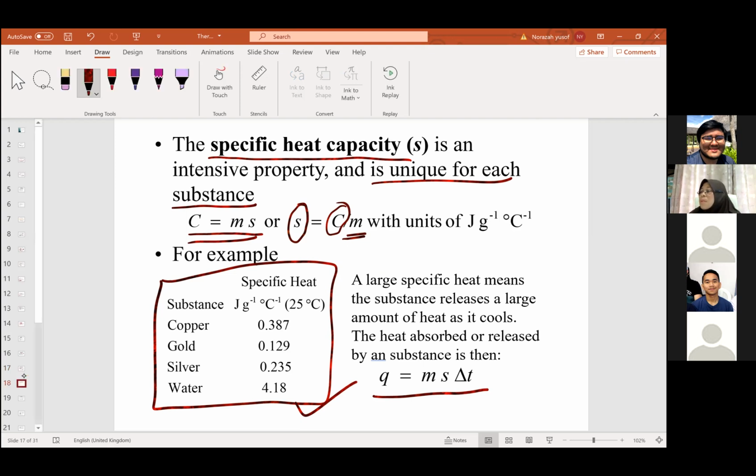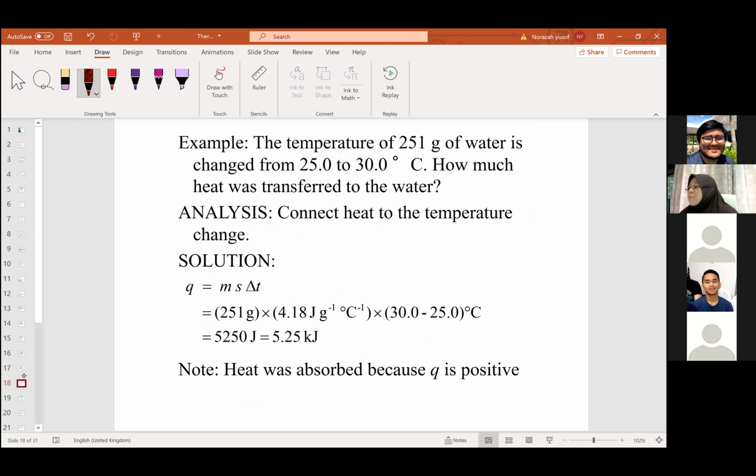So let's say we look at an example: the temperature of 250 grams of water is changed from 25 to 30. How much heat was transferred to the water?